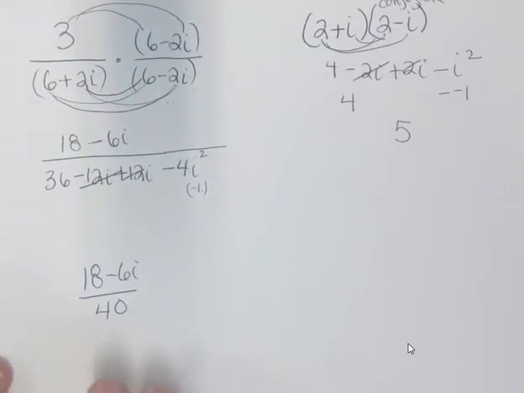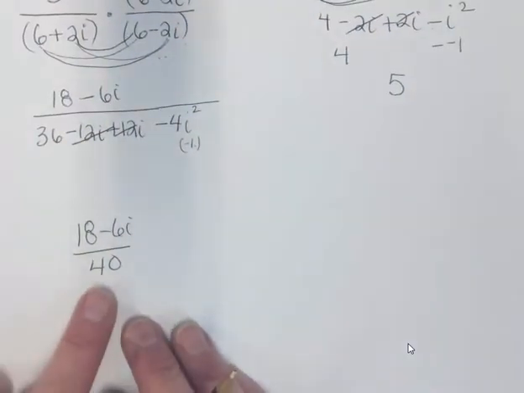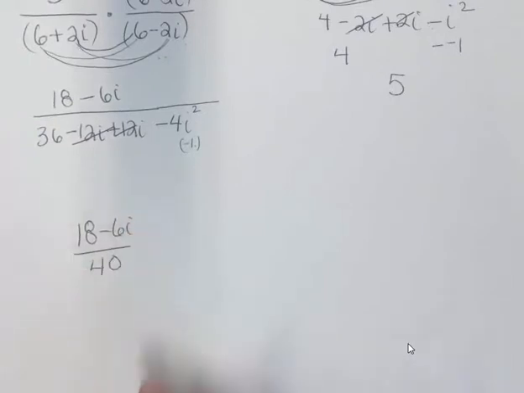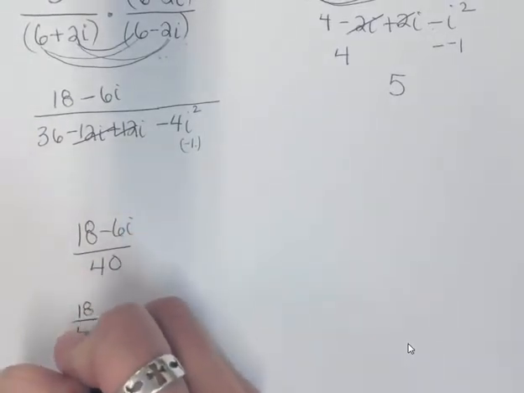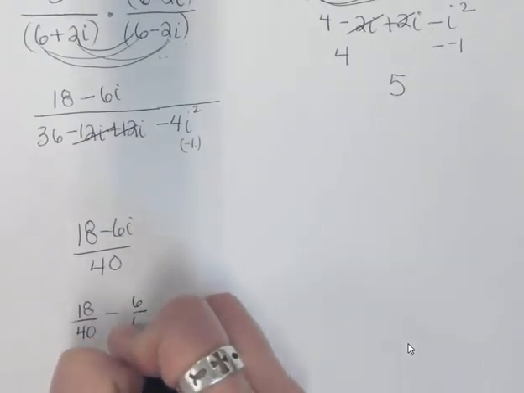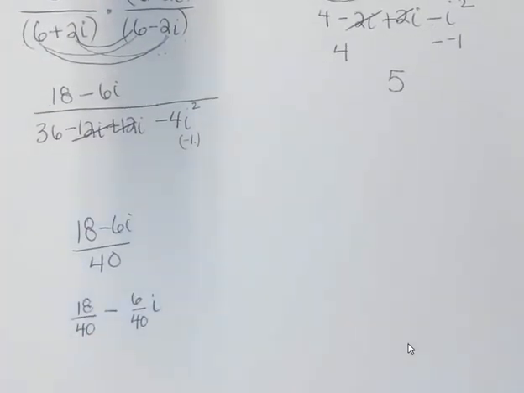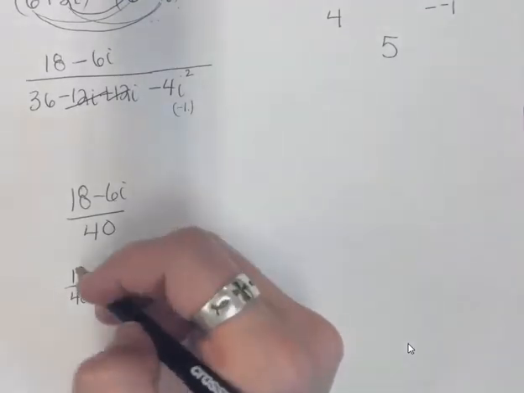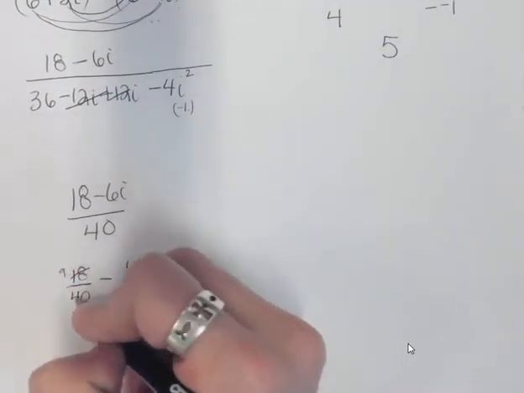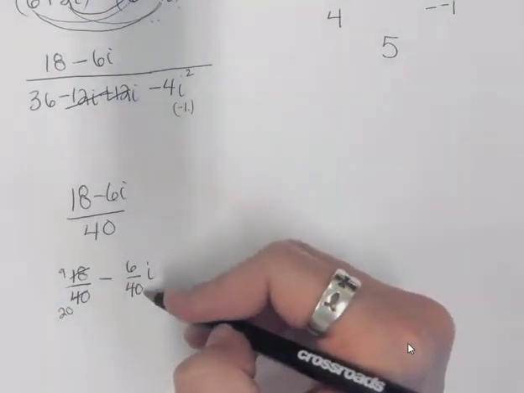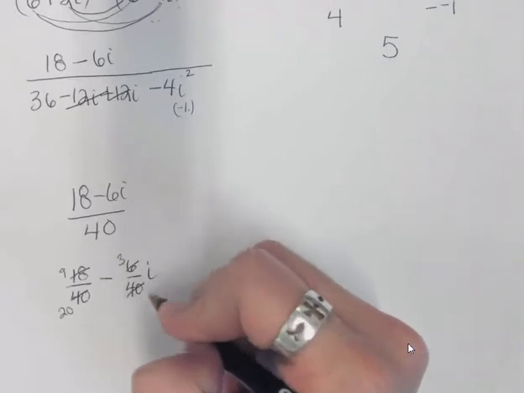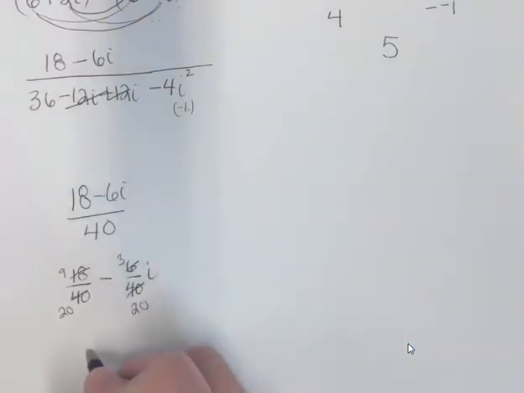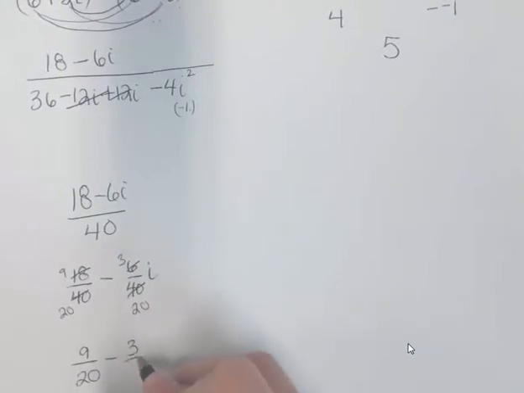So now, how do we write this as a complex number? What do we do with the 40? I think we practiced this somewhere, didn't we? Split it into 2 fractions. So we have 18 40ths minus 6 40ths i. Can you reduce that? What do we take out of this fraction? Got a 2. So it gives us 9 over 20, and then this guy? 3 over 20. So we have 9 20ths minus 3 20ths i. Okay?